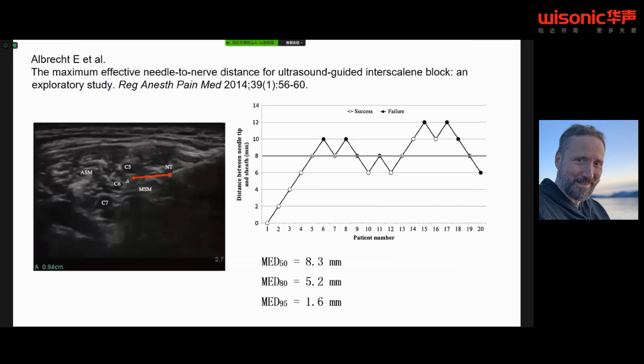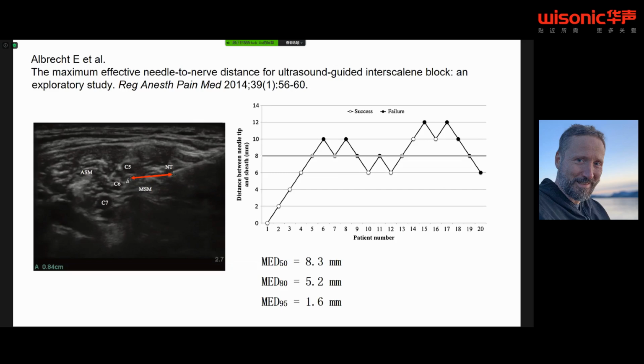What should we do to avoid damage of a peripheral nerve? Most obvious would be to avoid direct contact of the needle tip and the nerve. And you might ask, is this possible? Can we still obtain successful blocks when our needle tip is at a remote distance from a target nerve?